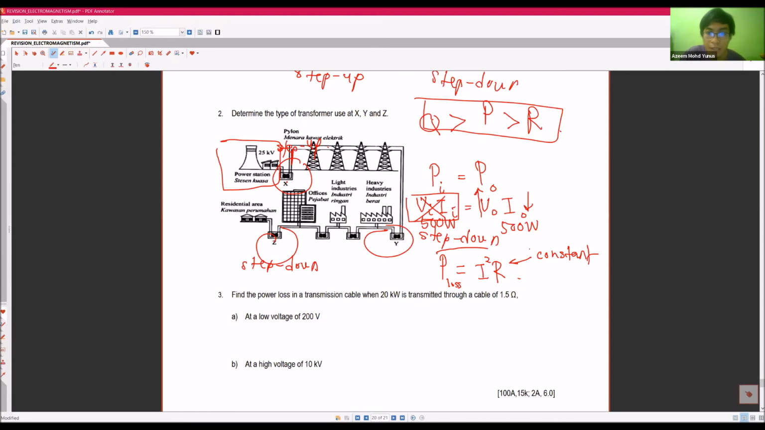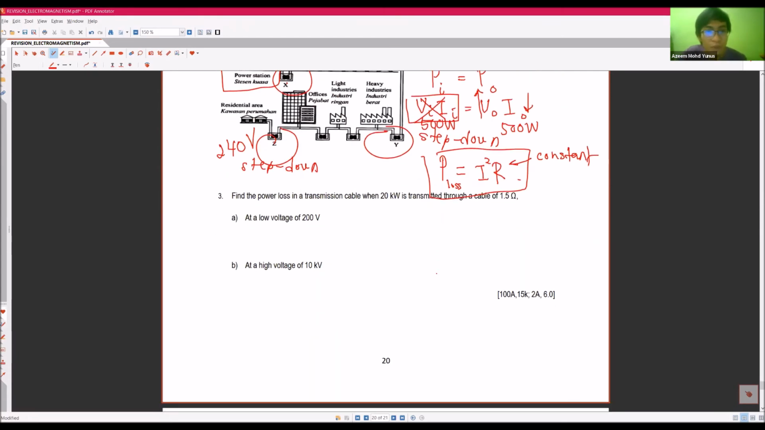Okay, that is the reason why we need to increase the voltage before it goes to the NGN, National Grid Network. And why again do we need to use AC? Because other than increasing the voltage, we can also decrease the voltage according to specific needs. Heavy industry uses different voltages compared to light industry and offices, and of course the residential area is usually around 240 volts. That is the lowest voltage that is supplied.